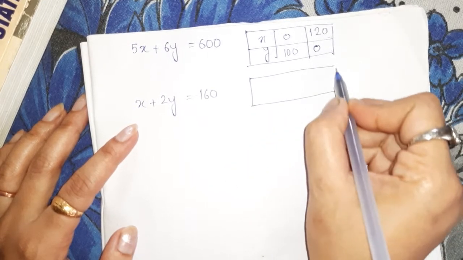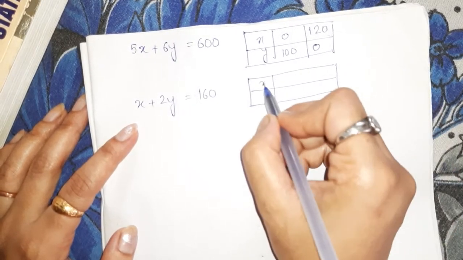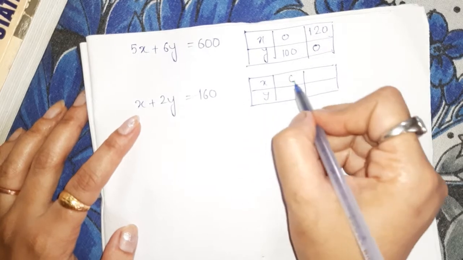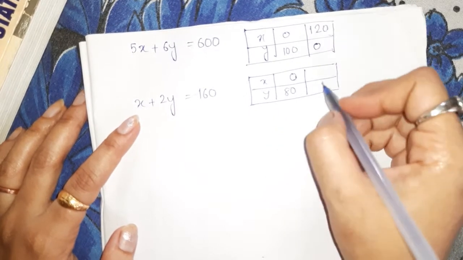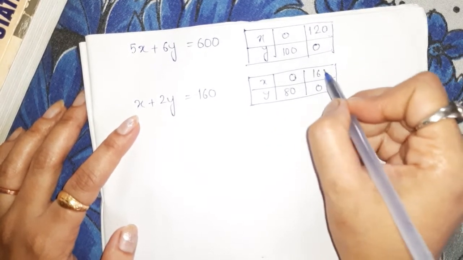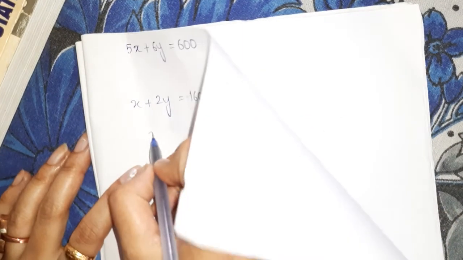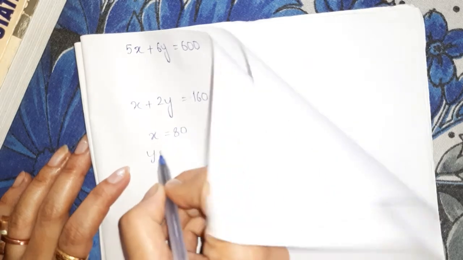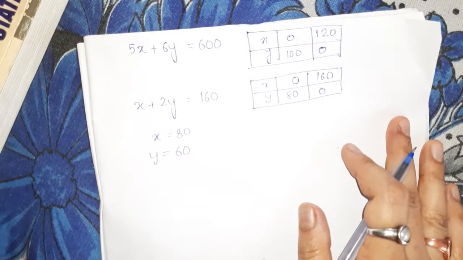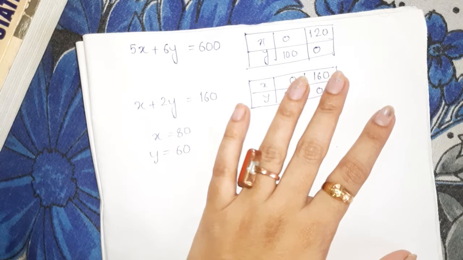Okay, next constraint is x plus 2y equals 160. Now if x is 0, y is 80. If y is 0, x is 160. And then we have x equals 80, y equals 60. Now we plot the graph.